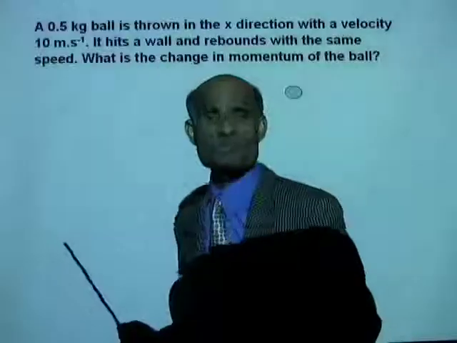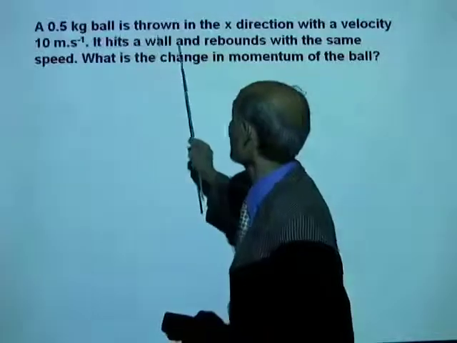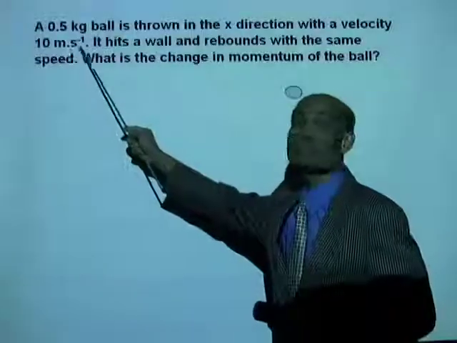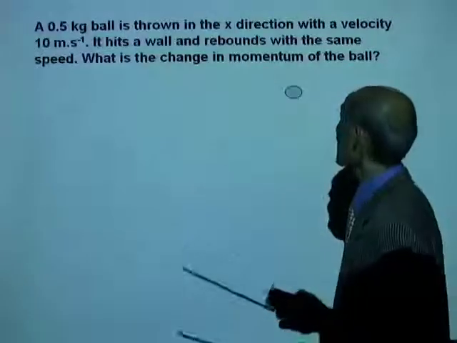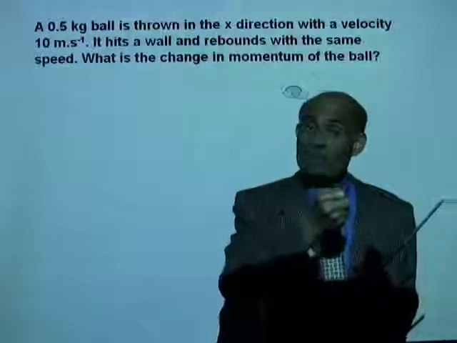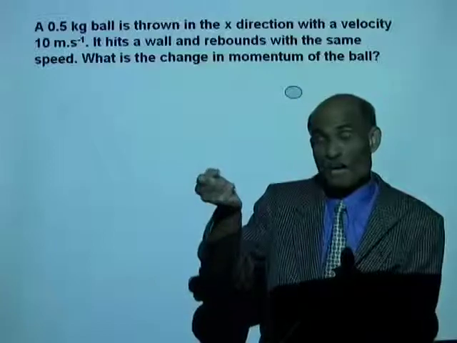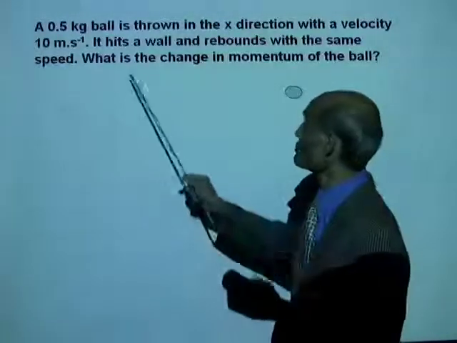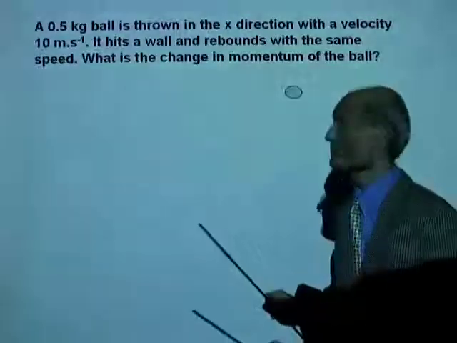Okay, let's do a small problem. A 0.5 kilogram ball is thrown in the x direction with a velocity 10 meters per second. It hits the wall and rebounds with the same speed. Well, same speed. If you want to talk in terms of velocity, the velocity of rebound has the same magnitude but opposite in direction. The question is, what is the change in momentum of the ball?